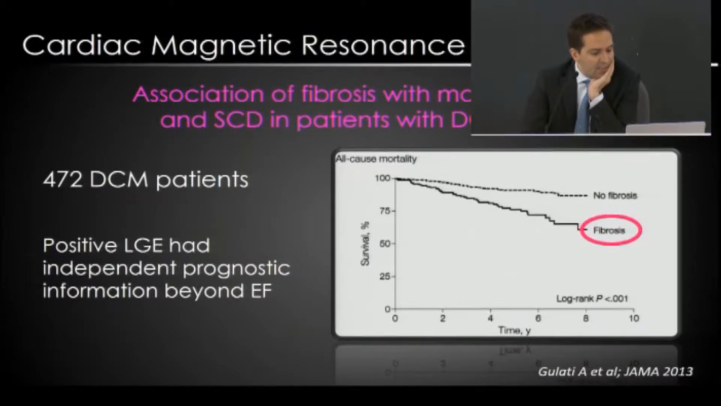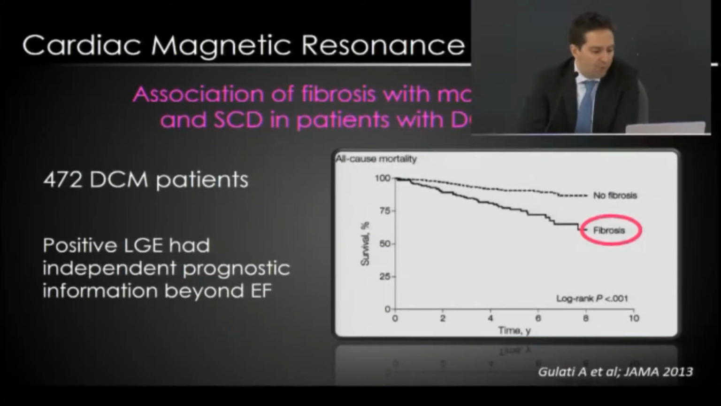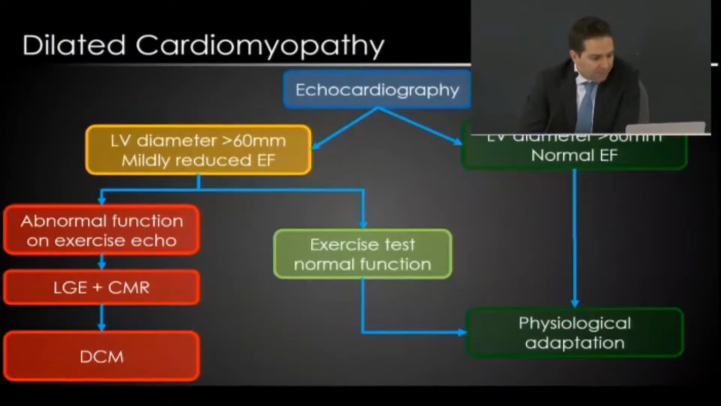And this is a study that was published in JAMA in 2013, where 472 dilated cardiomyopathy patients were studied and followed up over time. They did not have coronary artery disease, and you can see that those that had fibrosis identified with cardiac magnetic resonance had a poor prognosis.